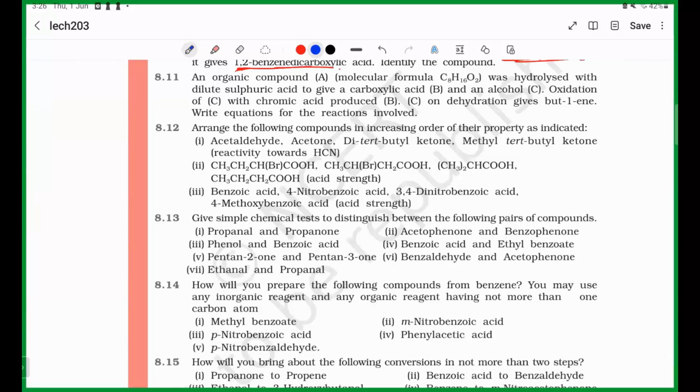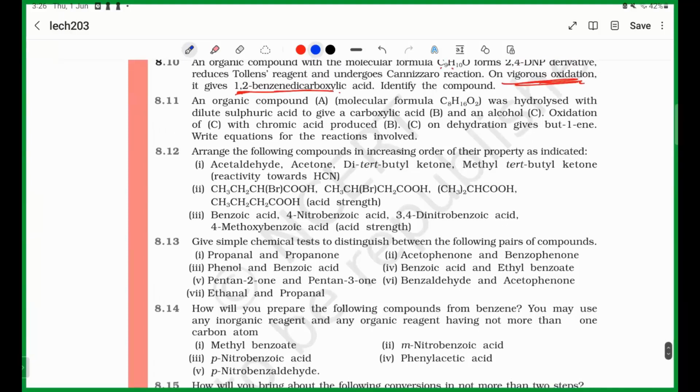An organic compound A, on hydrolysis with dilute hydrogen support, gives a carboxylic acid and an alcohol. Oxidation of C with chromic acid produces B. C on dehydration gives butene. So let us try to see.